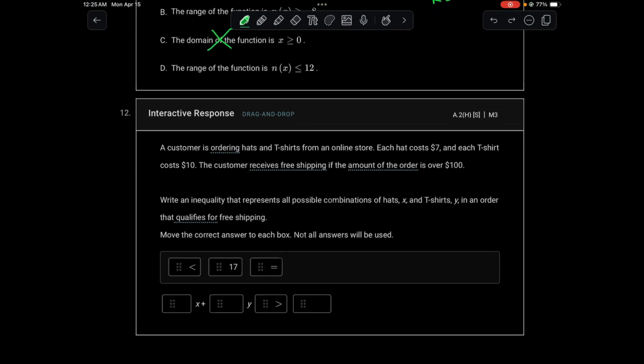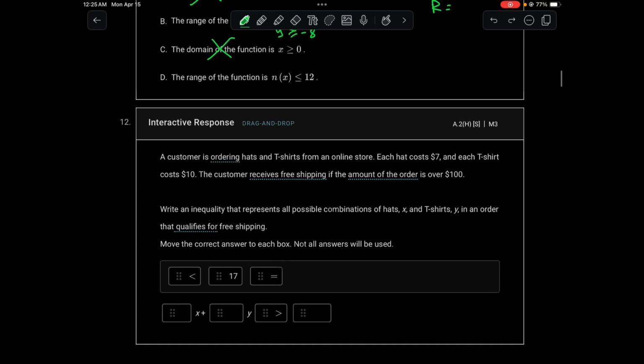Next one, number 12. A customer is ordering hats and t-shirts from an online store. Each hat costs $7, and each t-shirt costs $10. The customer receives free shipping if the amount of the order is over 100.